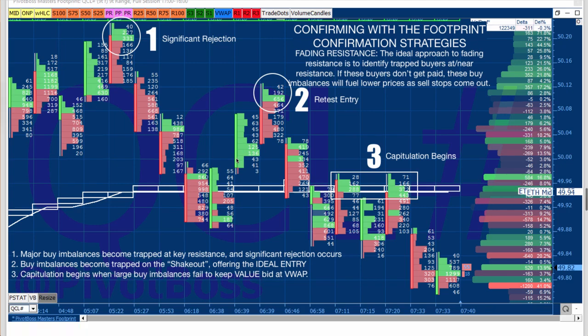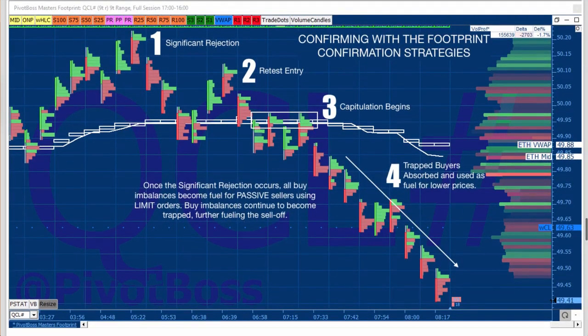Thank you for that. So this is what it looks like when the thing continues to roll lower in that same example, right? This is the significant rejection up here. Above that high, remember, boom, drops. Comes back, here's this retest entry right there. That's what I call the retest entry. That's about where you want to get in. And then when price drops, here's VWAP, right? That's where the capitulation begins. And then boom, look at that.